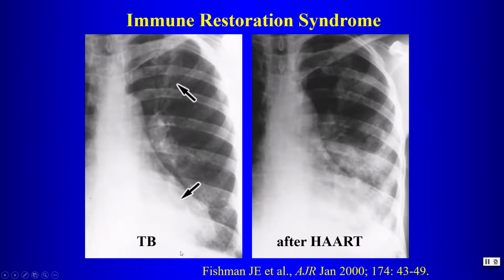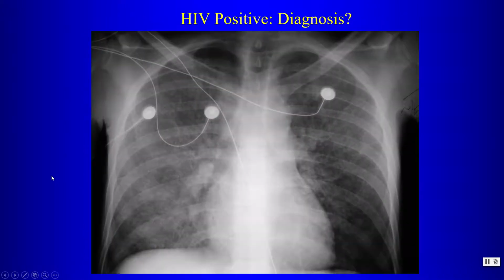So here's a patient with tuberculosis here. Before therapy, just some streaky opacities. After institution of antiretroviral therapy, we see consolidations and this worsening. So it's representing the immune system here that has an improved function, and that's causing the abnormalities then that we see within the chest in these patients. So immune restoration syndrome.